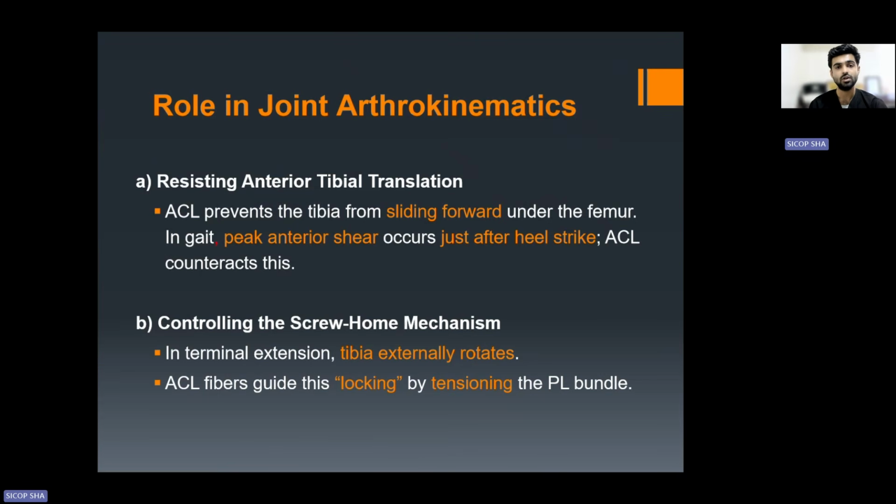A second role of the ACL is controlling the screw home mechanism. With terminal knee extension, because of the anatomical variance, the tibia externally rotates because of the greater area in the medial condyle and the lesser area in the lateral condyle. In terminal extension, the ACL fibers guide this locking by tensioning the posterolateral bundle. As we already discussed, this posterolateral bundle prevents excessive anterior translation in the extended position. So in the screw home mechanism, at the end range of terminal knee extension, the posterolateral bundle gets locked or tensioned to prevent excessive tibial translation.